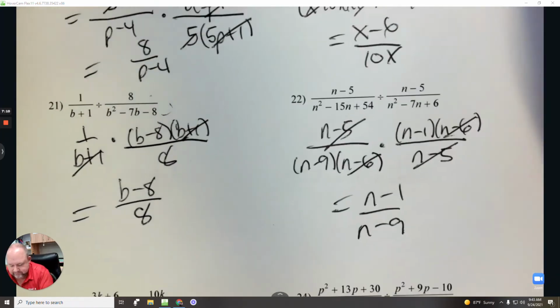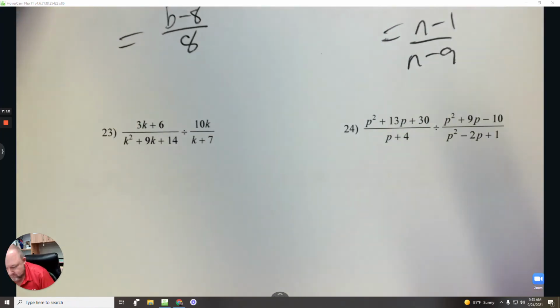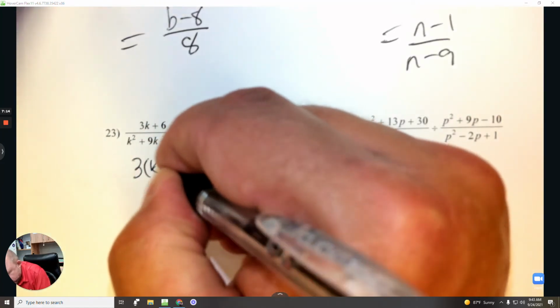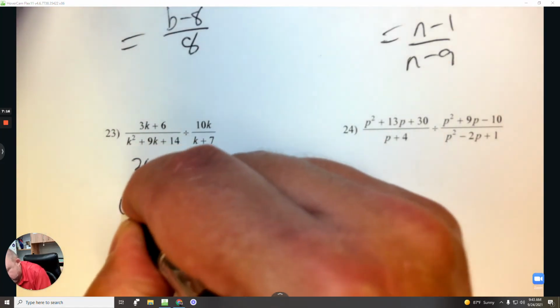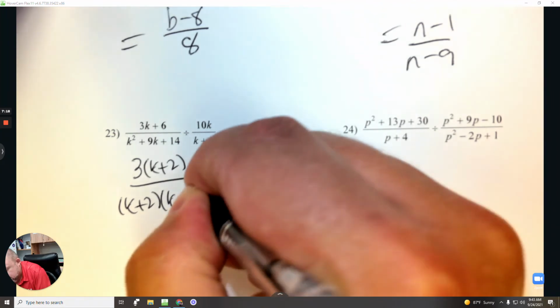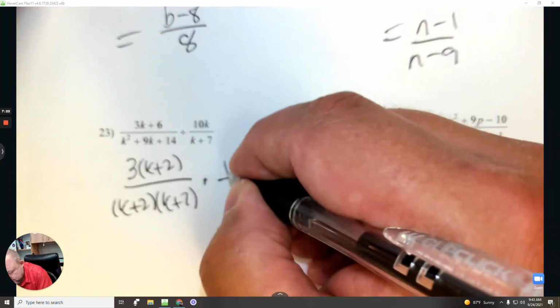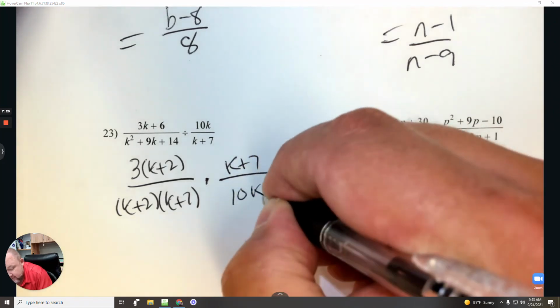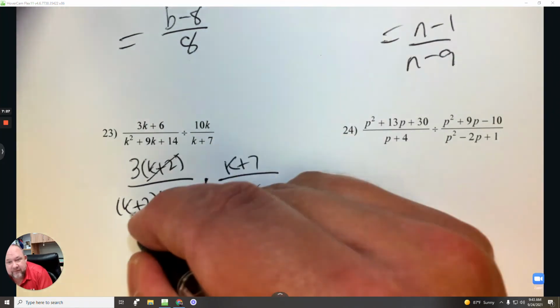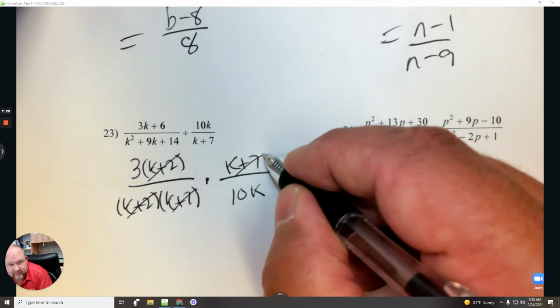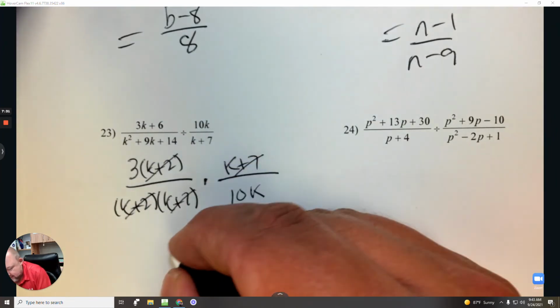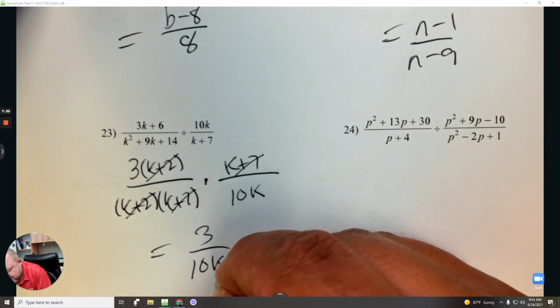Number 23. So I'm going to factor. So again, you should do this first and then press play. And then I'm going to do the reciprocal. Change it to multiplying. So I have k plus 2. I have k plus 7. Multiply it, and I have 3 over 10k.